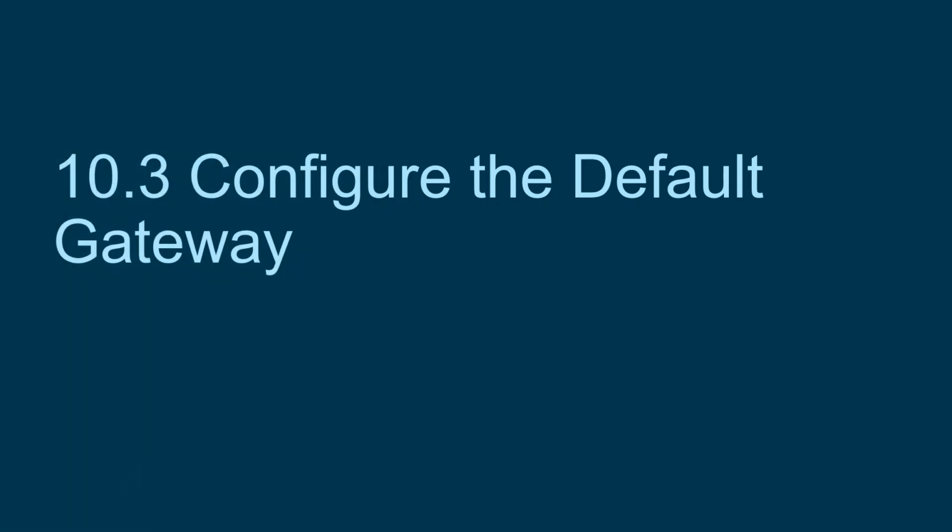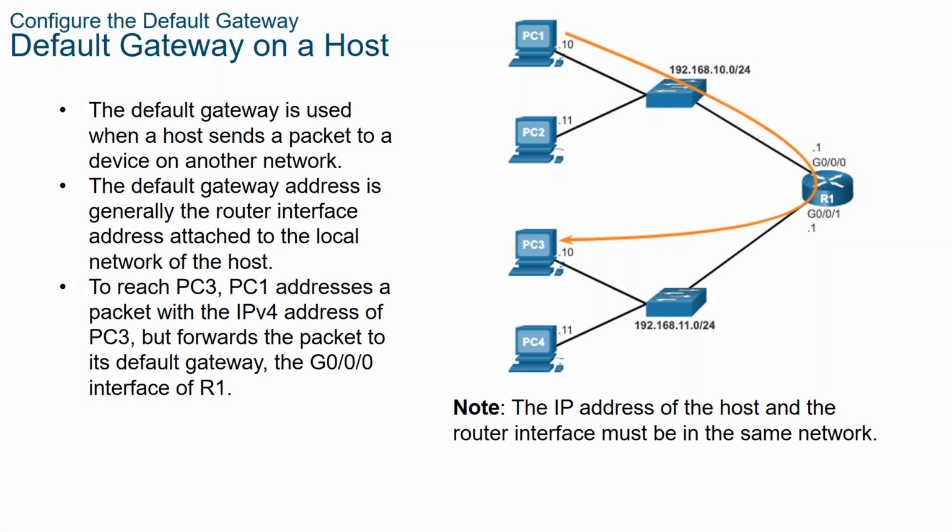Configure the default gateway. The default gateway is used when a host sends a packet to a device on another network. The default gateway address is generally the router interface address attached to the local network of the host. To reach PC3, PC1 addresses a packet with the IP version 4 address of PC3, but forwards the packet to its default gateway, the GigabitEthernet 0/0/0 interface on R1.